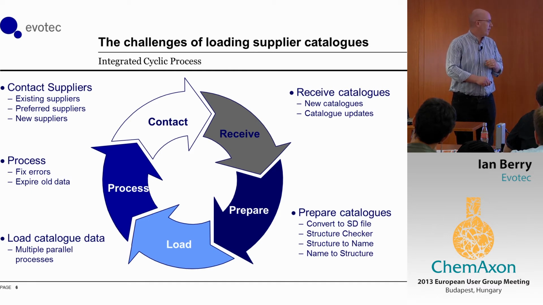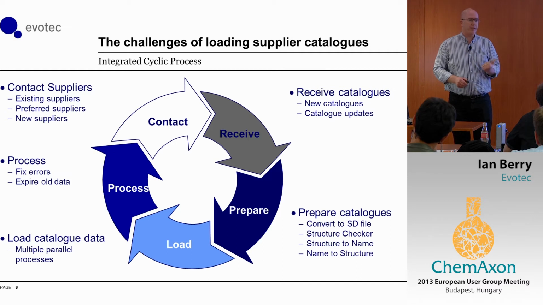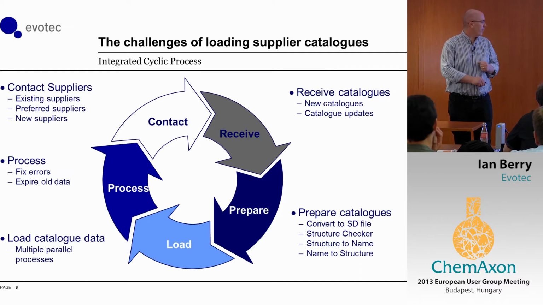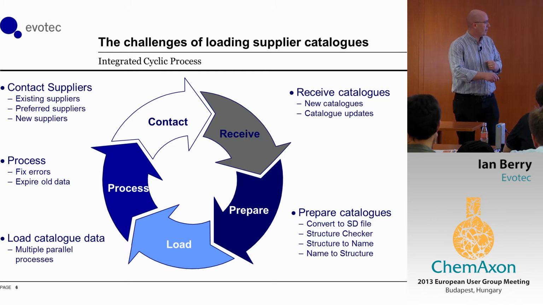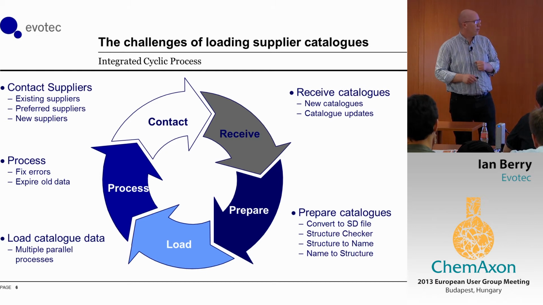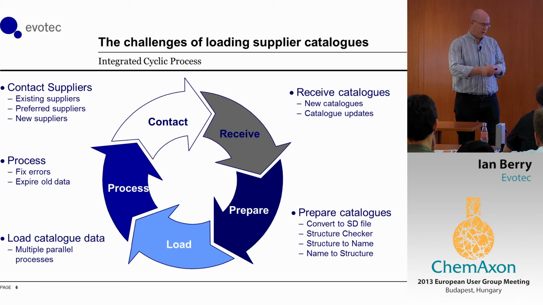Obviously, the supplier catalogues aren't great, so there are always errors in there, so we have to sit and fix the errors, so it's a fairly time-consuming process to do that. And then we'll come back to the beginning and we'll have to contact the suppliers again, which is always a bit of a pain. So it's very much a cyclical process where we're going around, contacting suppliers, getting the data in, so that the chemists can have the most up-to-date details about the compounds that are available.